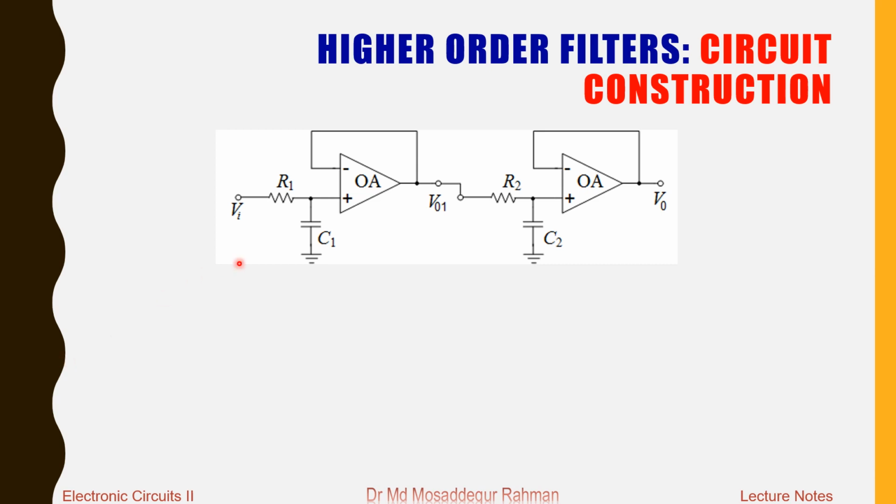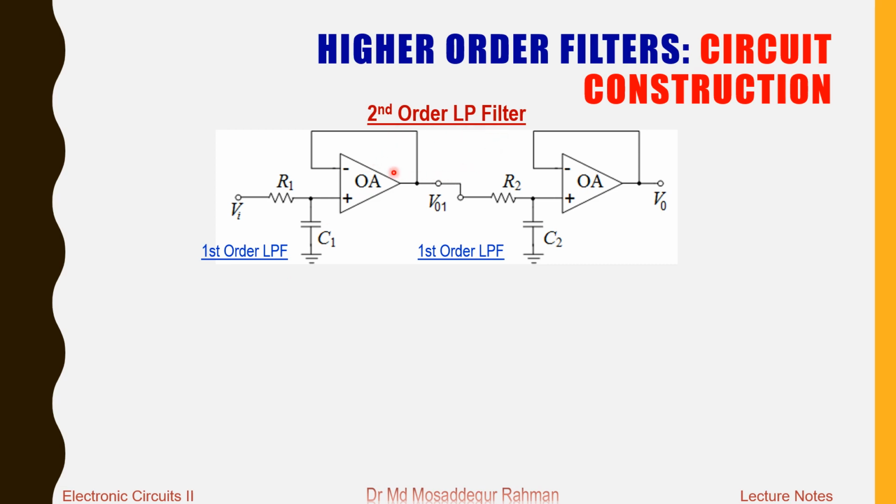So here you see in this diagram we have two first order low pass filters. This is a low pass filter, and this is also a first order low pass filter, and the two first order low pass filters are connected in series. When you connect two first order low pass filters, the result is a second order low pass filter. Why is it a second order low pass filter? How do you know that it is second order?